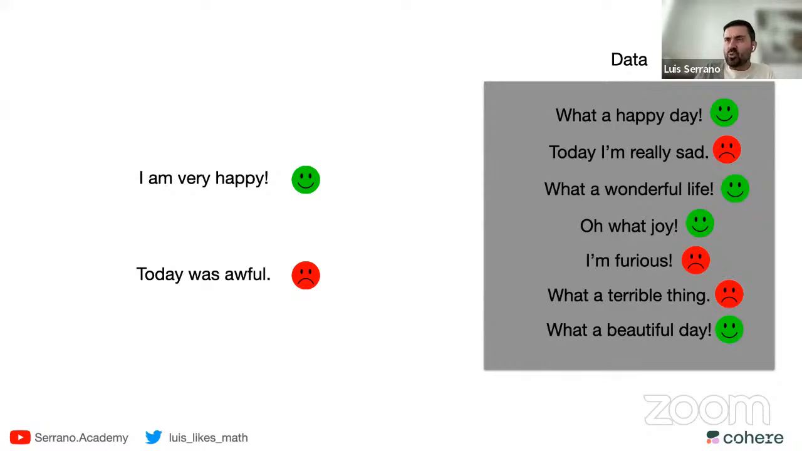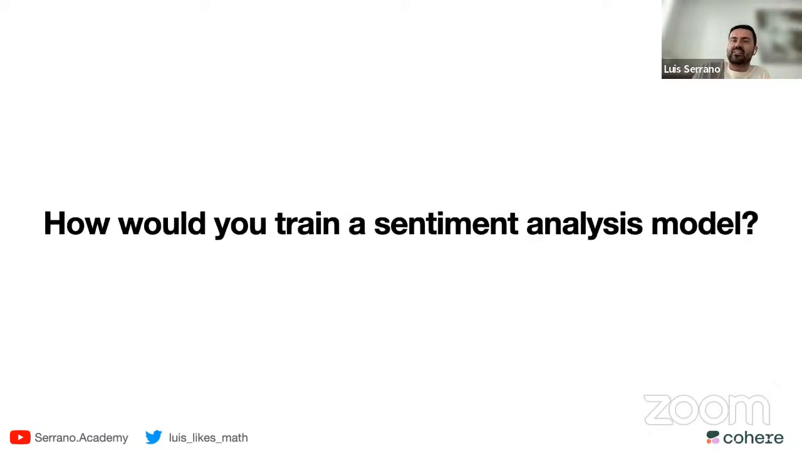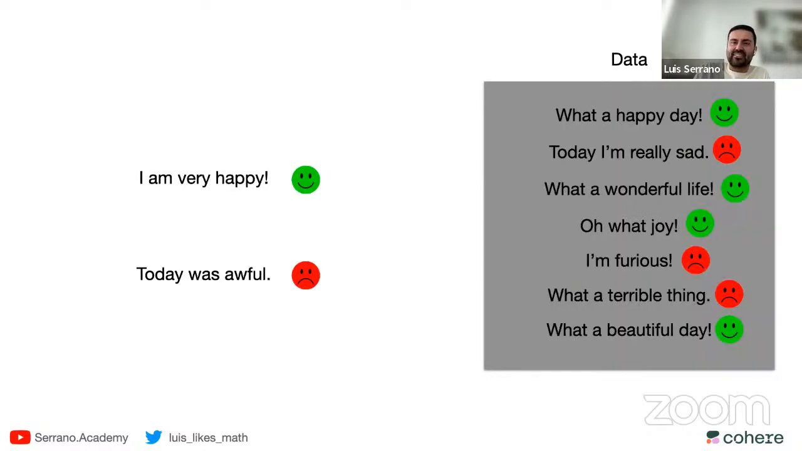And I have a question for you. How would you train one of these sentiment analysis models? Taking the data on the right, how would you figure out how to tell if new sentences are happy or sad? Wondering if there's any idea. Anybody wants to hop in and give me an idea? It can be on microphone or on the chat. How would you get the computer to look at these sentences on the left and be like, oh yeah, one is happy, one is sad?